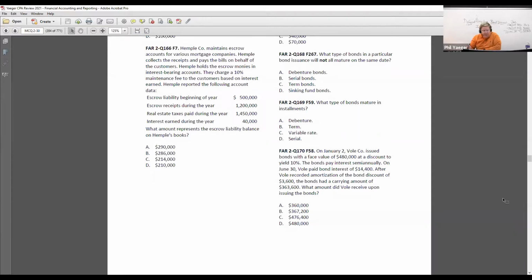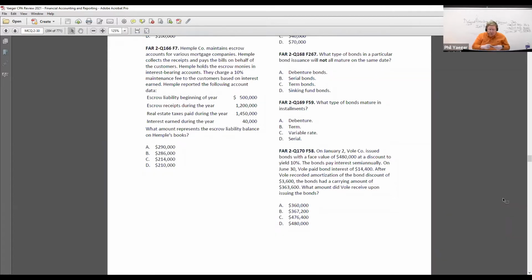All right, we have Q170, and it says on January 2nd, Vol Company issued bonds with a face amount of 480,000 at a discount to yield 10%. The bonds pay interest semi-annually. On June 30th, Vol paid bond interest of $14,400. After Vol recorded amortization of the bond discount of $3,600, the bonds had a carrying amount of $363,600. What amount did Vol receive upon issuing the bonds?